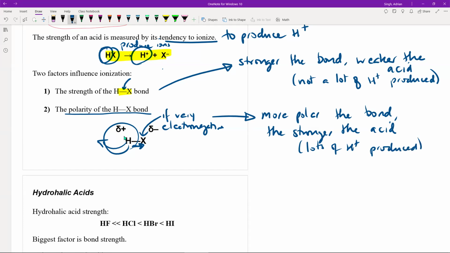That's because lots of H plus will be produced. Again, if X, whatever X is, is very highly electronegative, it is pulling on these electrons towards itself, causing that separation of charge to happen much more easily than if they had similar electronegativities between the X and the H.